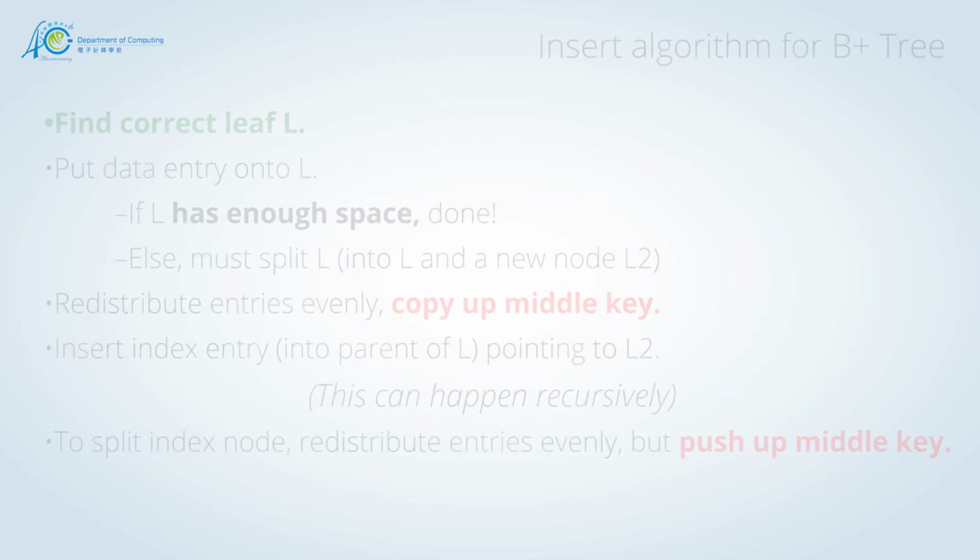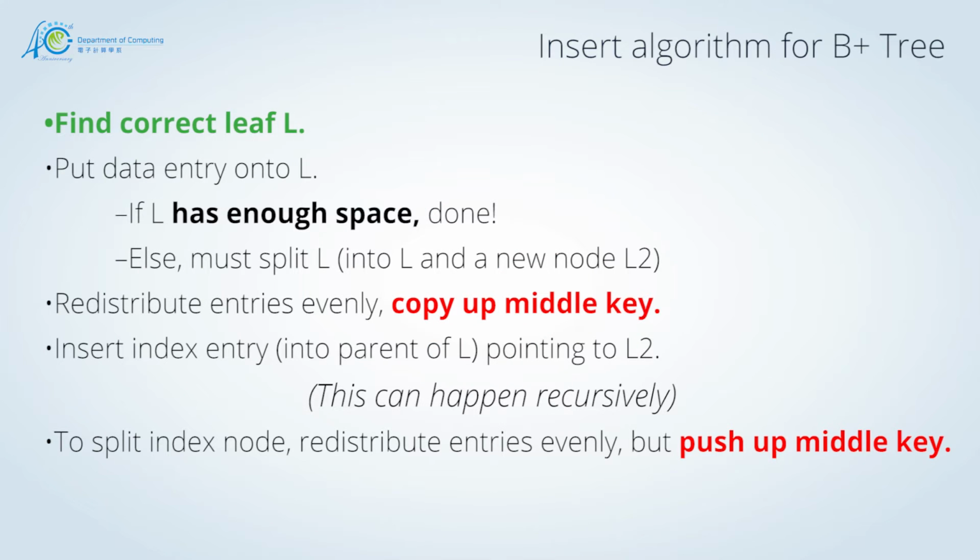Here is the insert algorithm. The first step is you should find the correct leaf, which is you should decide whether the value should be put on the left hand side or right hand side. After that, you can put the data entry onto the leaf. If the leaf has enough space, your operation is already done. Otherwise, you must split the leaf into leaf 1 and the new node leaf 2.